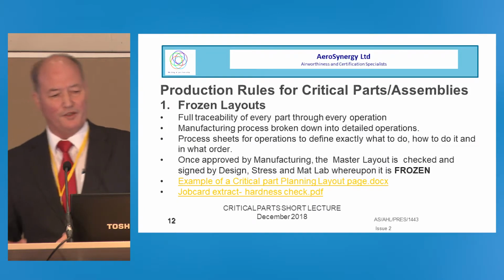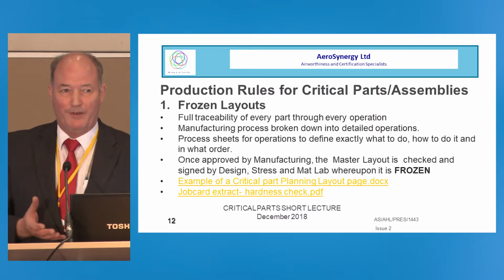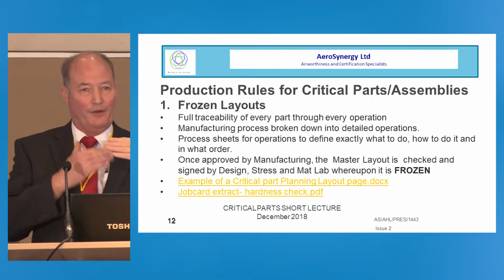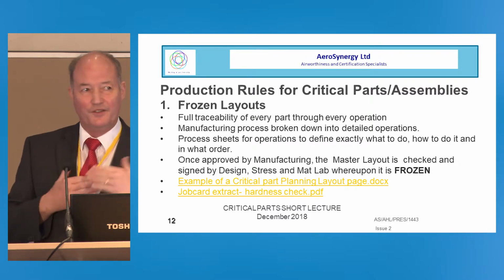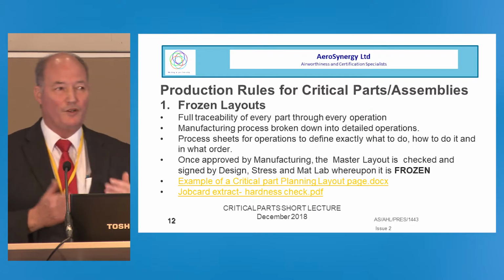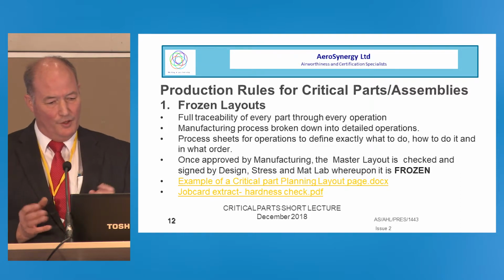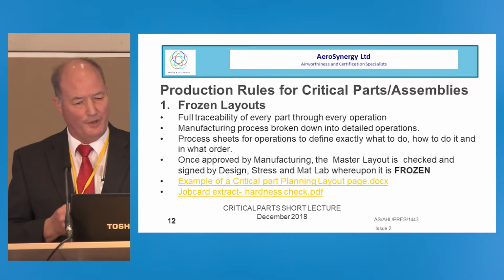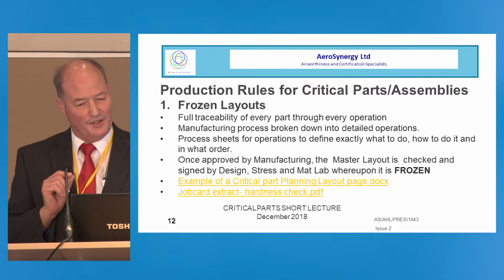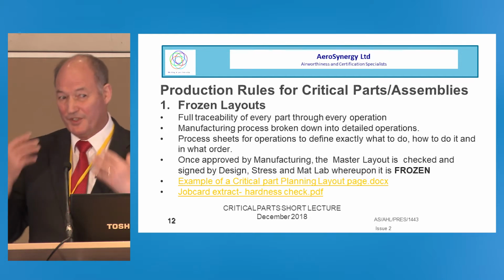Let's talk about frozen layouts now, production. With all aerospace manufacture, we always break the job down into tasks in detail so that the manufacturing process is always done the same. The difference with critical parts is the level of detail that you go to. You must have full traceability for every part through every operation, and this extreme detail, as I say, for each operation, you're likely to have a process sheet that tells you precisely how you do it.